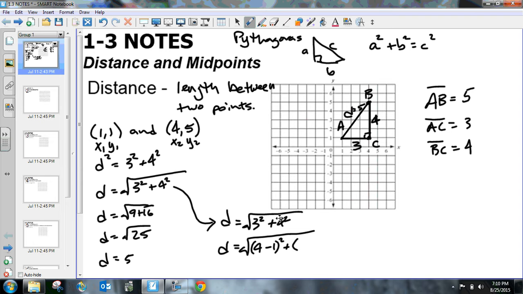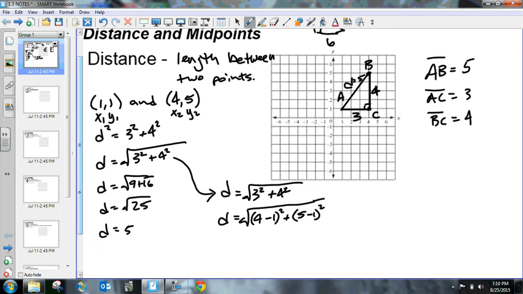Plus, let's do the same thing for 4. How did we get 4? Well, we took 5 minus 1, and that gave us 4. So we take 5 minus 1 and square that. Let me rename these points. If I rename these points, 4 is x sub 2. Let me write this next step.